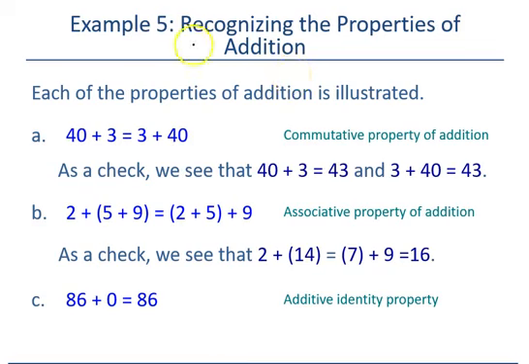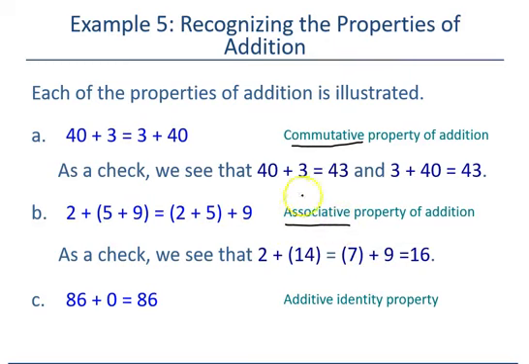Okay. Example, recognize the properties of addition. Okay, I just kind of kept this as is. Notice each of the properties in addition are illustrated. 14 plus 3 is the same thing as 3 plus 14. That's commutative. Okay, and you can see it. They check it here. Works out. Okay, 2 plus the grouping of 5 plus 9 is equal to 2 plus 5, the grouping there, plus 9. And you check it, and you get 2 plus 14 equals 7 plus 9 equals 16. It all works out. That's associative.